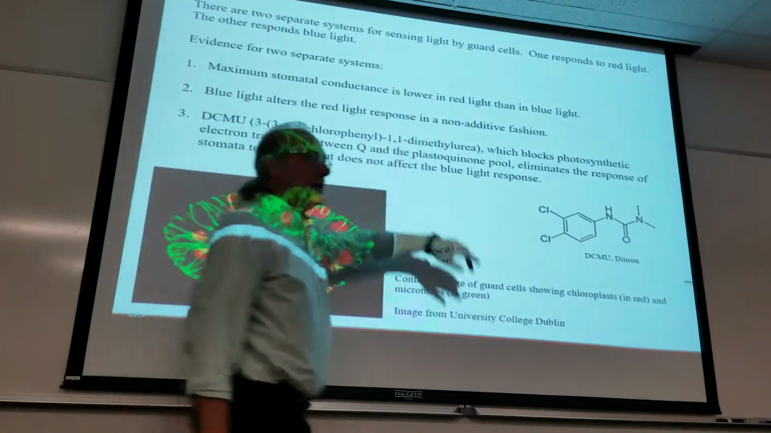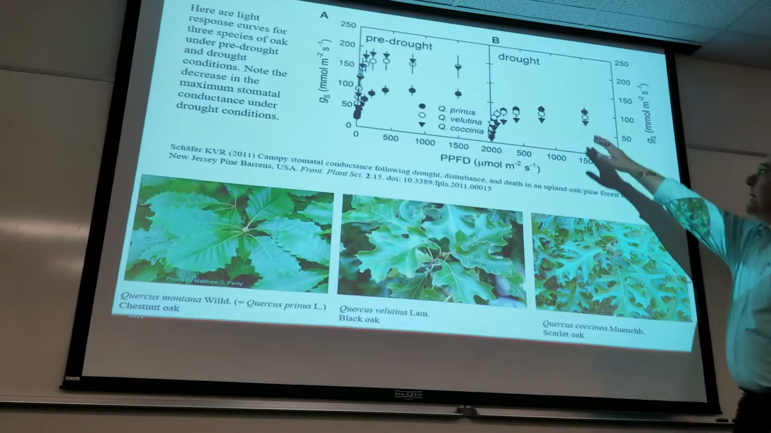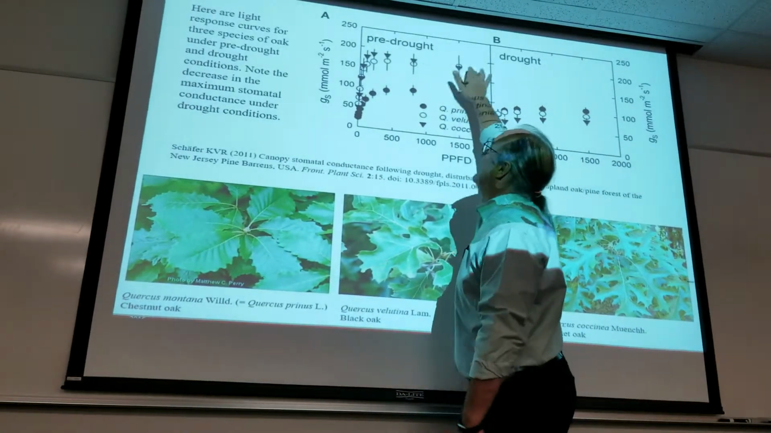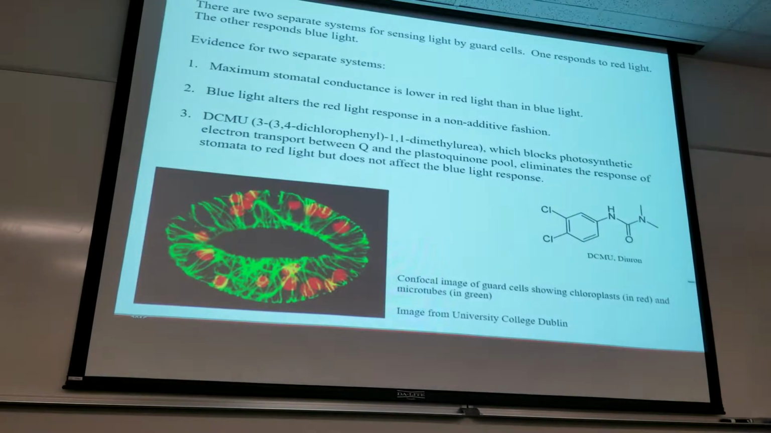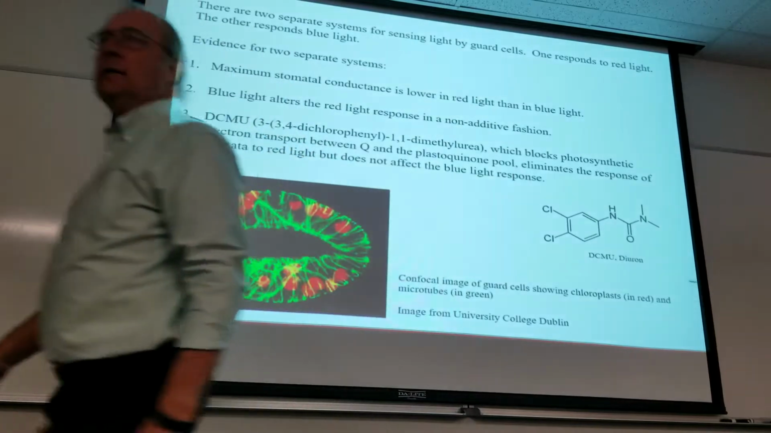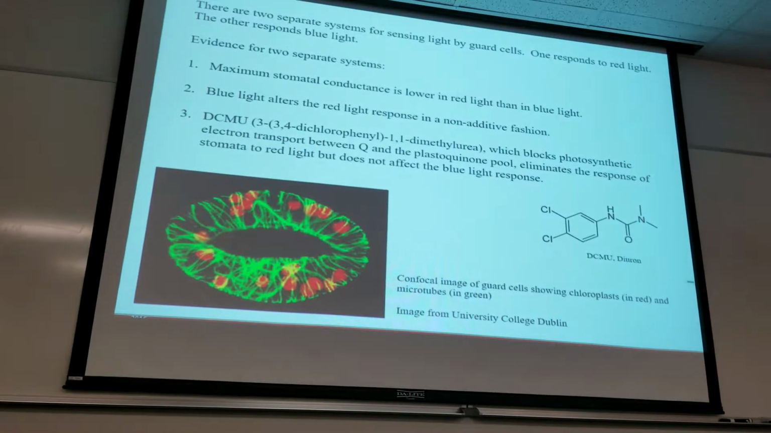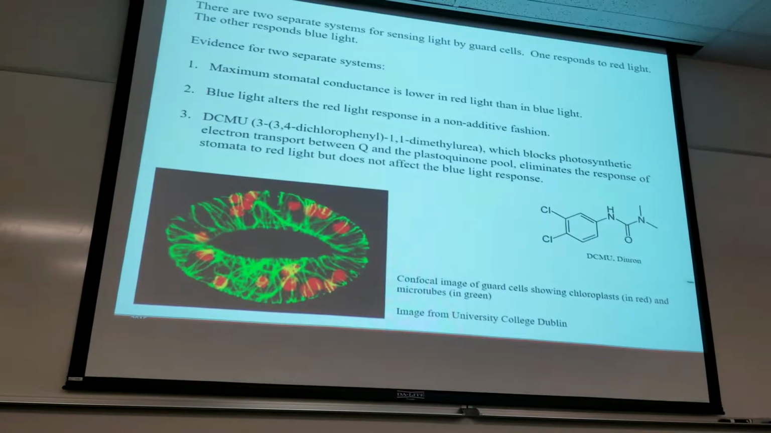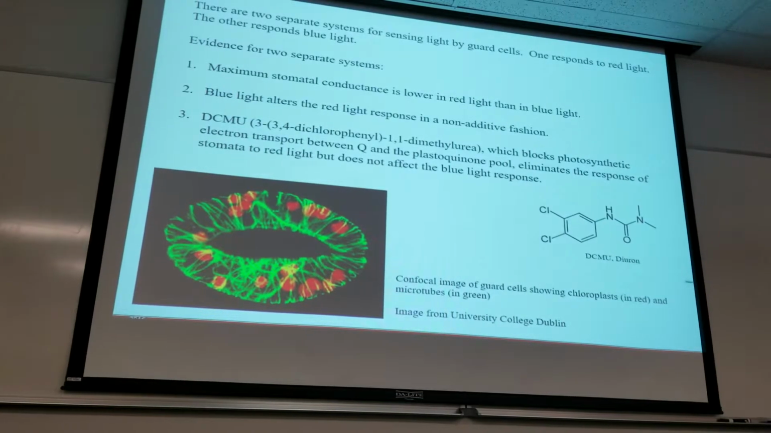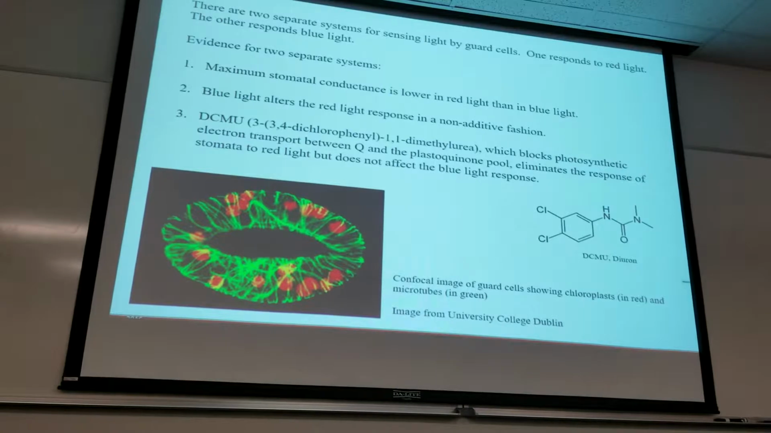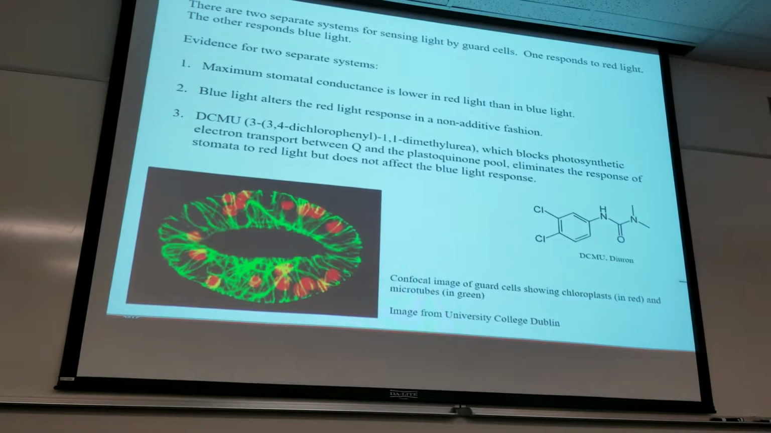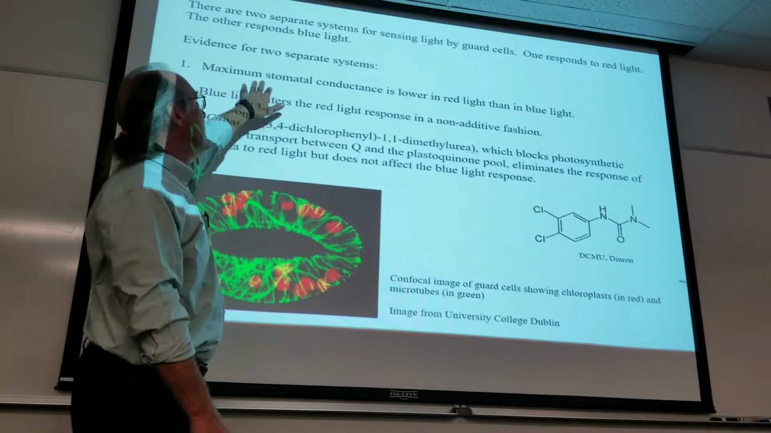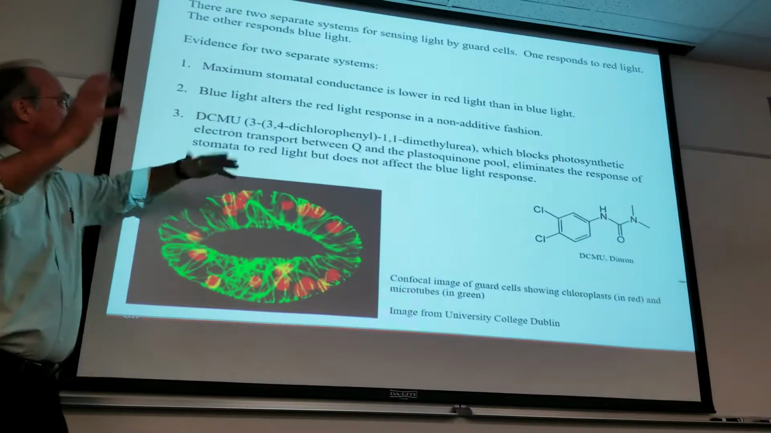If you look at the maximum stomatal conductance, this value here, when light is saturating, that maximum conductance is higher in blue light than it is in red light. So you can shine red light on a leaf and the stomata will open. And as you increase the light intensity, they'll open more and more until you saturate, until you get to some maximum where increasing the light won't increase the conductance anymore. But then if you add a little bit of blue light to that, they'll open up further. That's weird. That's some evidence for two separate systems.